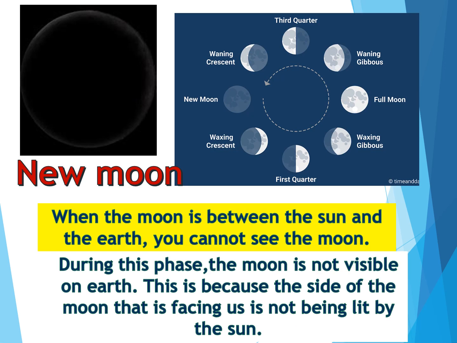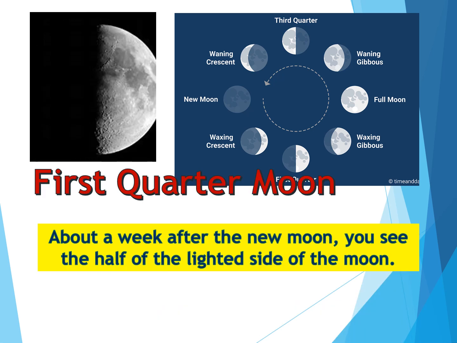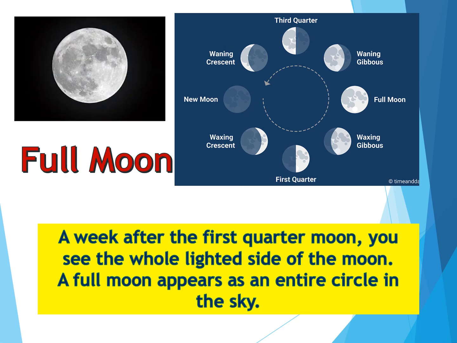New moon. When the moon is between the sun and the earth, you cannot see the moon, and that's called the new moon. During this phase, the moon is not visible on earth. This is because the side of the moon that is facing us is not being lit by the sun. First quarter moon. About a week after the new moon, you see half of the lighted side of the moon. Okay, that's the first quarter moon.